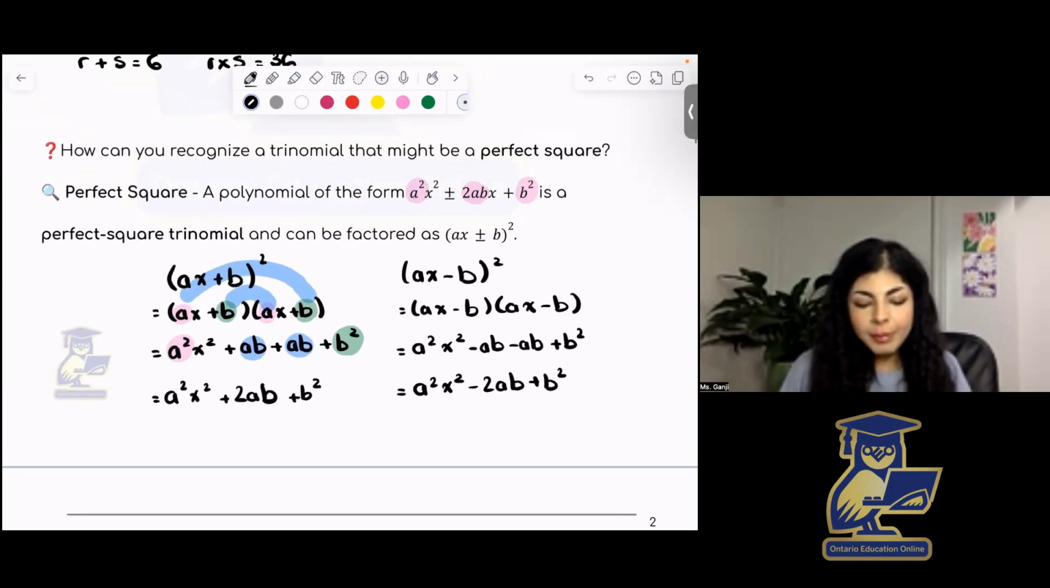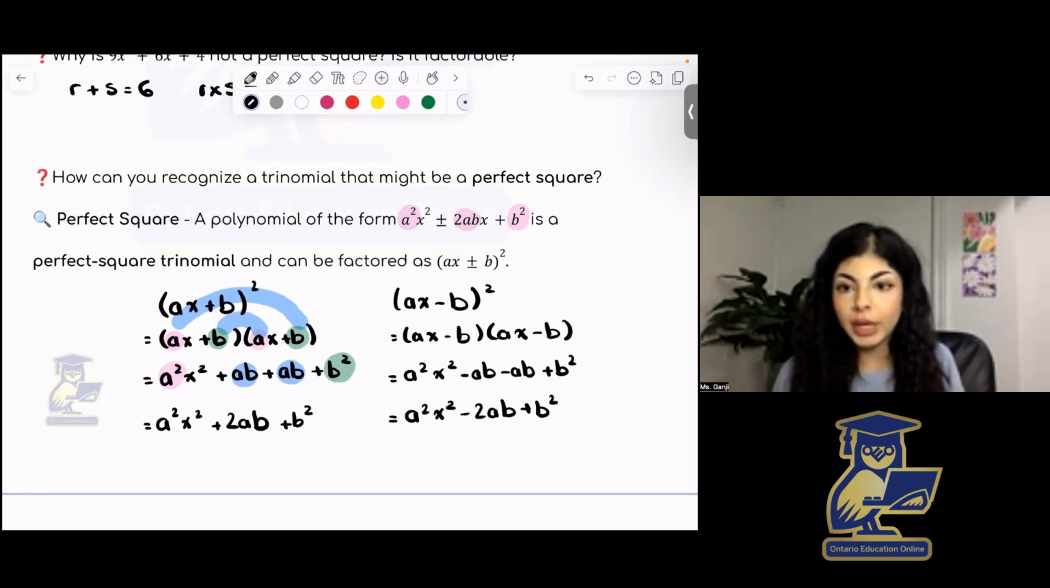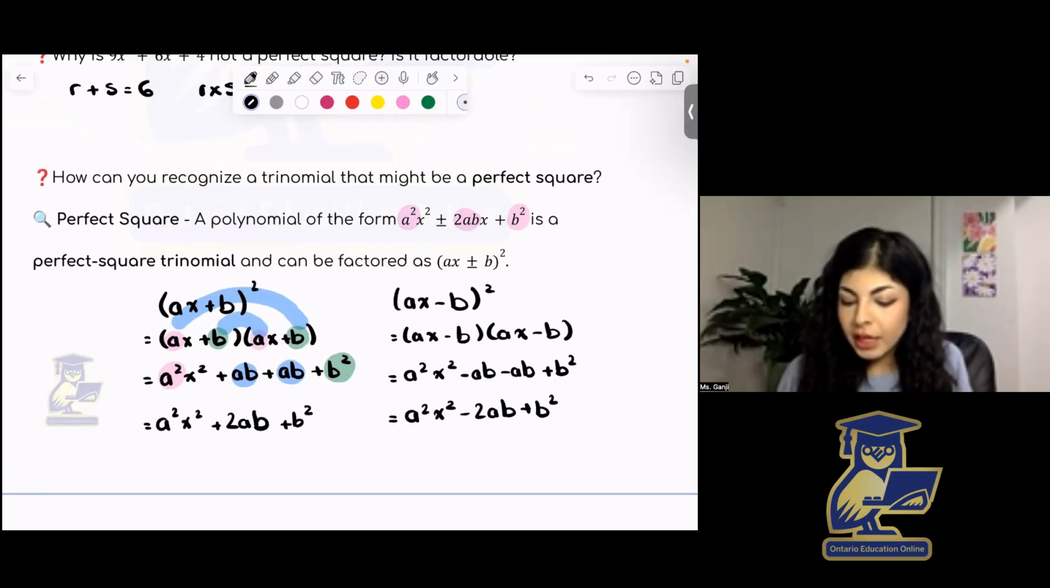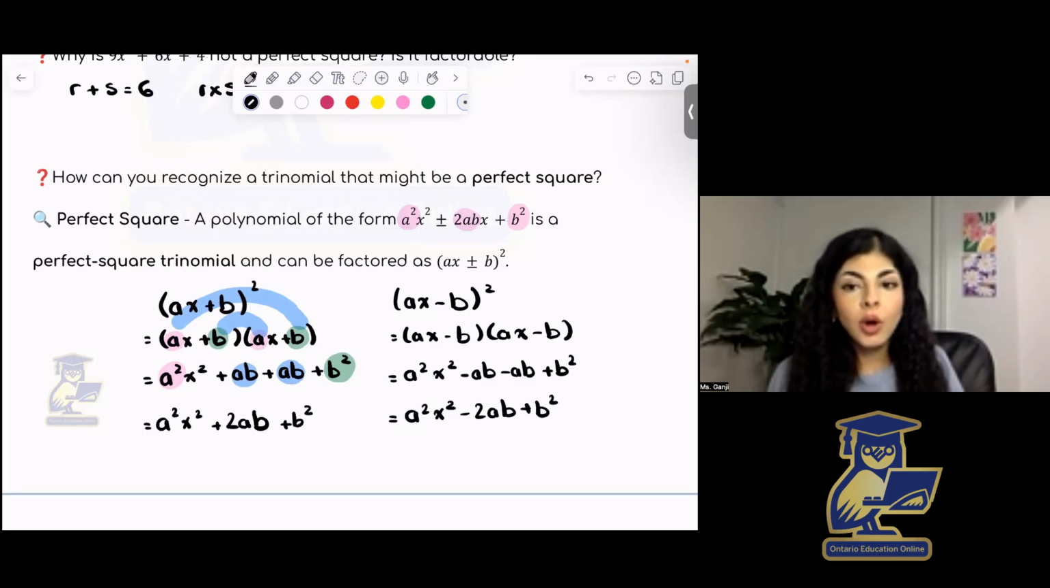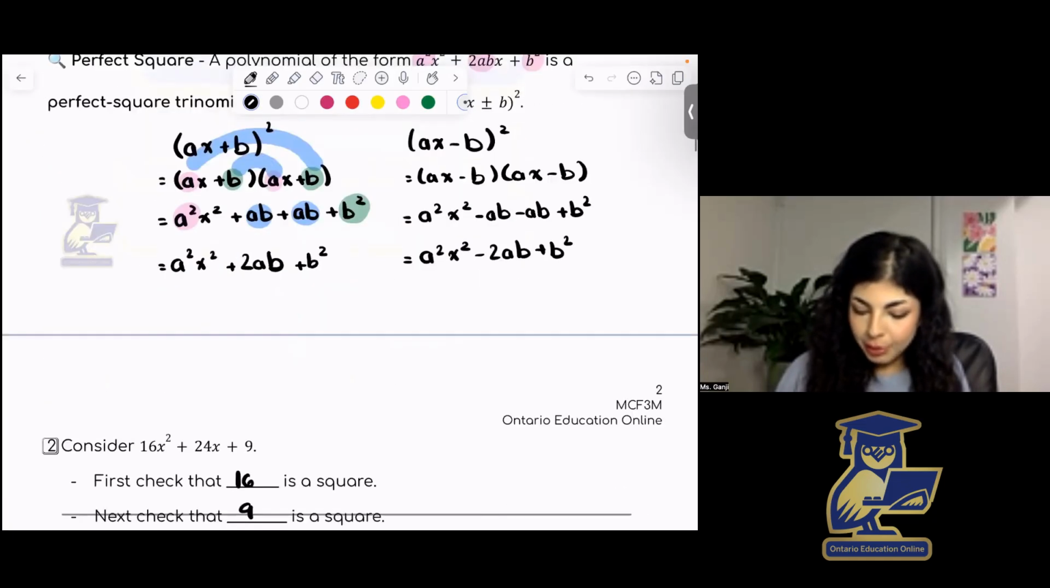So now going back to our question of how can you recognize a trinomial that might be a perfect square? Essentially, we want to see, do we have that a squared and the b squared? So is the coefficient of our x squared a perfect square? And is our constant term also a perfect square? And if so, we'll also check if that middle term is double the product of the square roots of the coefficient and the constant term. So let's take a look at an example.